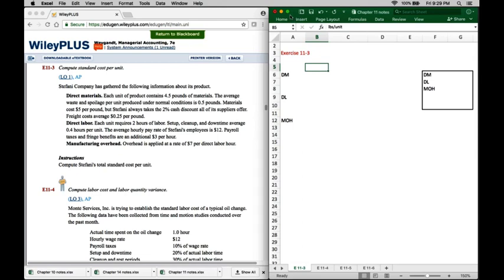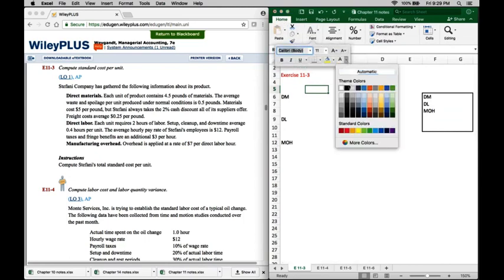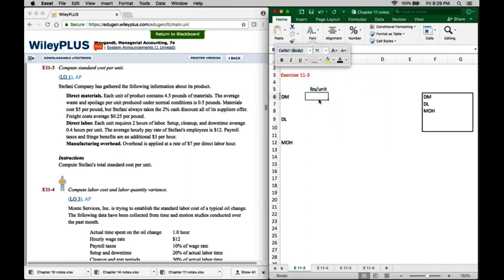So we're going to start over here. Pounds per unit is 5. That is 4.5 plus 0.5. The next is, how much does it cost me per pound? It costs me $5.15 per pound. That's calculated as $5 times 98% plus 25 cents.